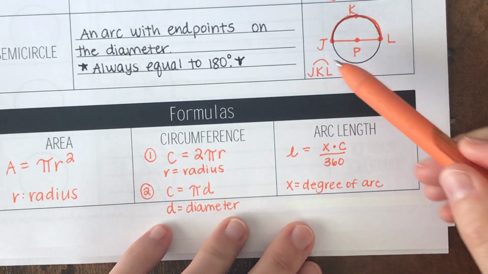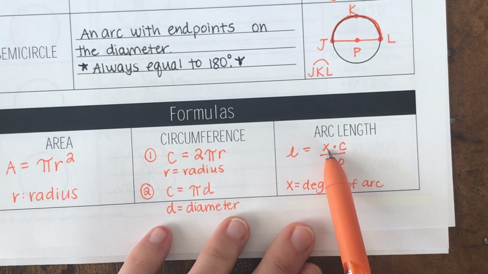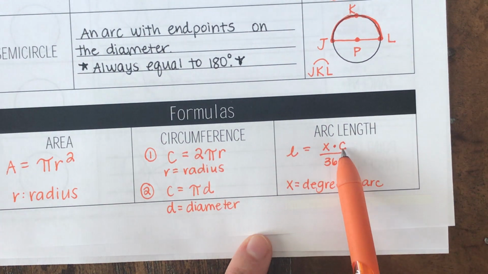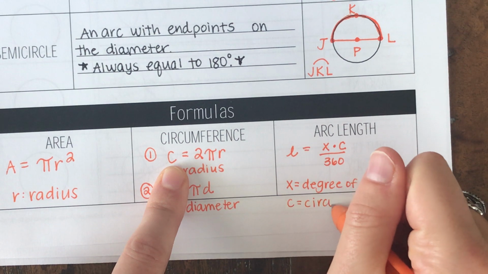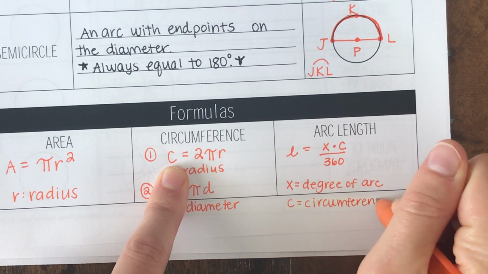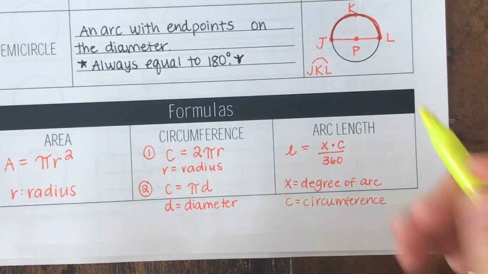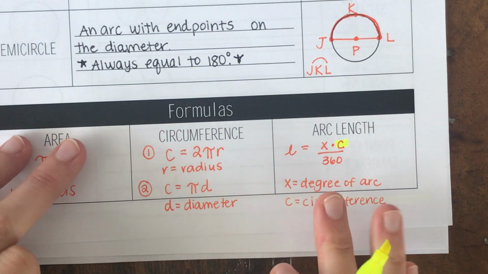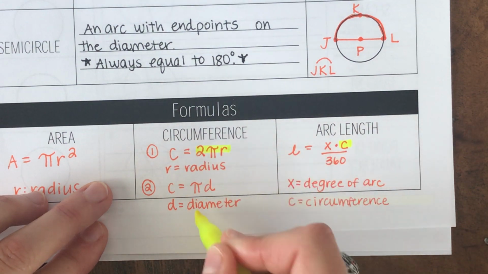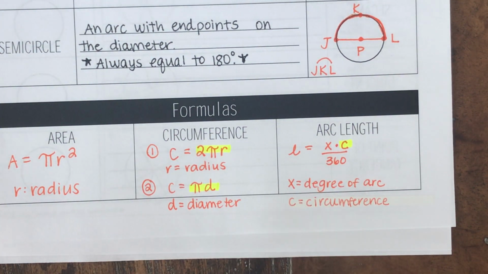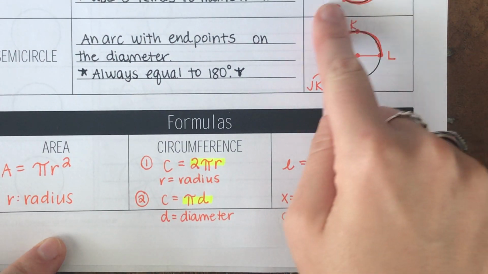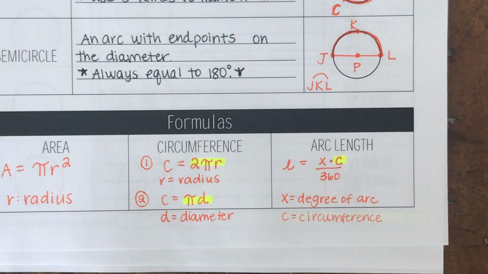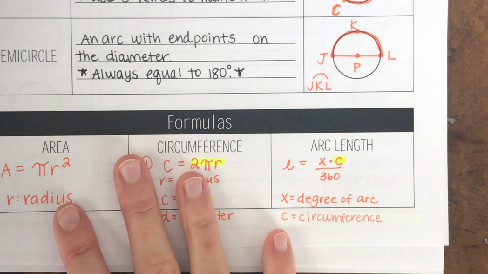So if I tell you that this arc right here is 180 degrees, you would plug in 180 degrees right here. The C is my circumference. For C, I could either plug in 2 pi r, or I can plug in pi times d. Either one of those is fine. And then I divide it by 360 because a circle is 360 degrees.